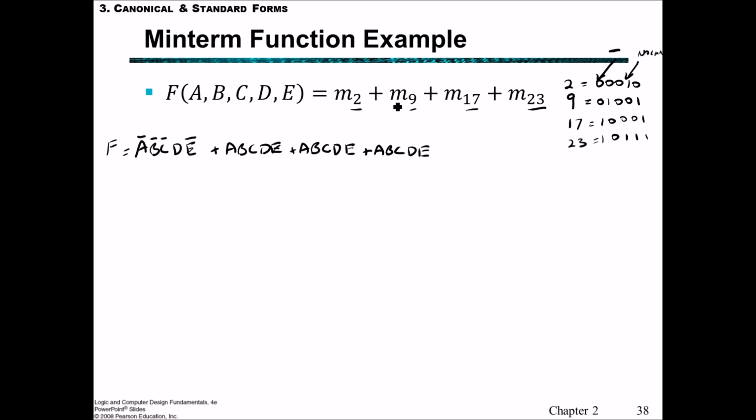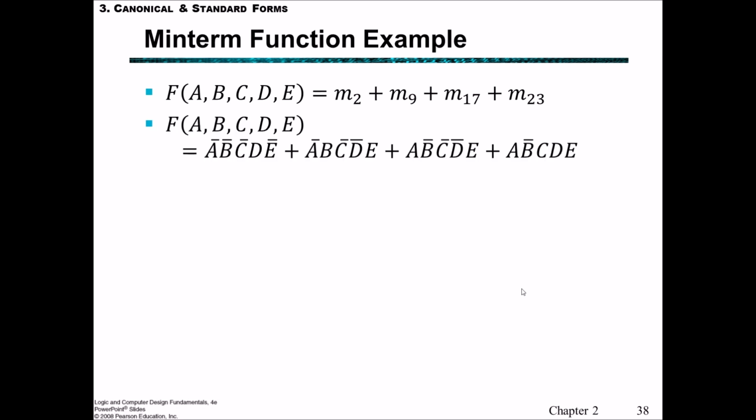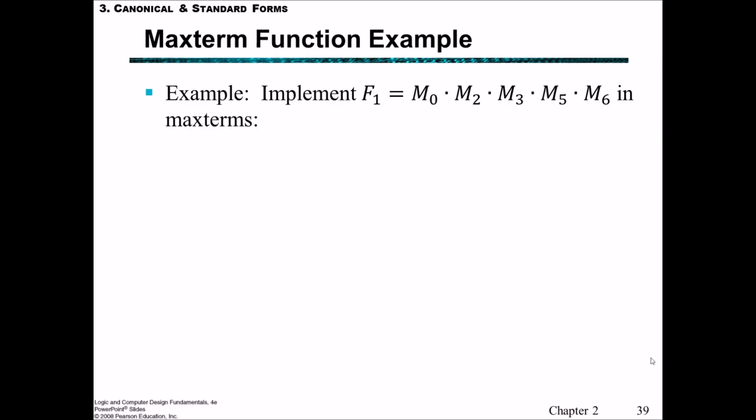And then for this second minterm, which is minterm 9, we're going to put it on the A, the C, the D. And then for the 17th, we're going to put it on the B, C, and D. And then for the 23rd, we're just going to put it on the B. Okay, so great. We got the right answer there. And now let's look at a Maxterm function example.